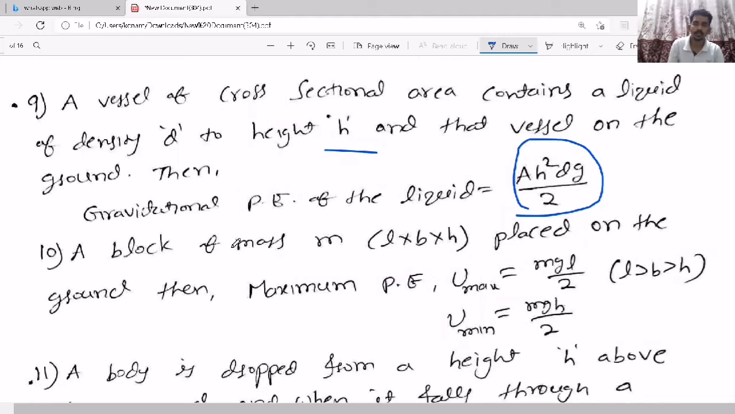And in the case of a block of mass m, it is like a cuboid, not a cube. Length, breadth and height are all different. Then the maximum potential energy is possible when you place it such that the length is vertical, because the mass is the same. The length is more, so the height will be more, so the potential energy is more. And when you place the body such that the height is vertical, then there is minimum potential energy. That is what I mentioned here.